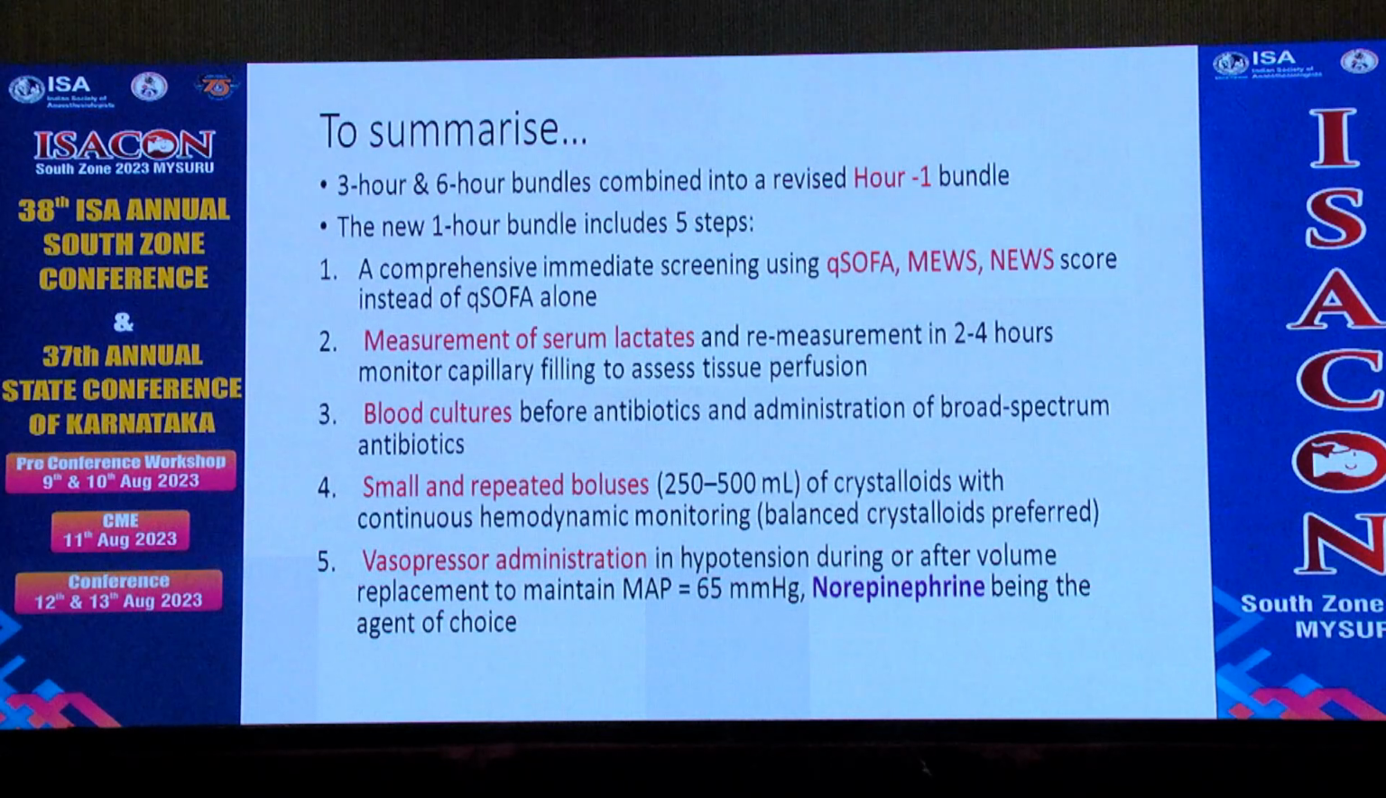Regarding fluid, try to give repeated bolus fluids and use a balanced salt solution. For vasopressors, noradrenaline is the drug of choice. Try to give a vasopressor along with the IV fluids, and try to maintain the mean arterial pressure somewhere around 65. Do not try to target more than that.